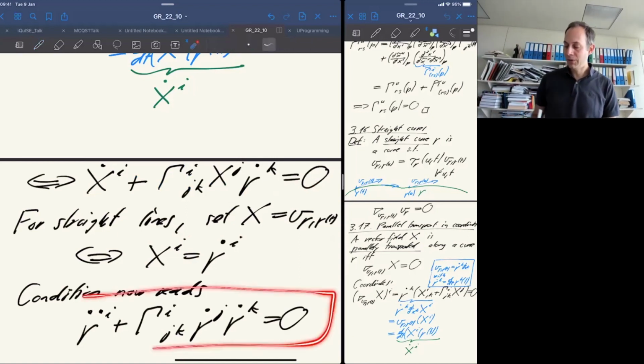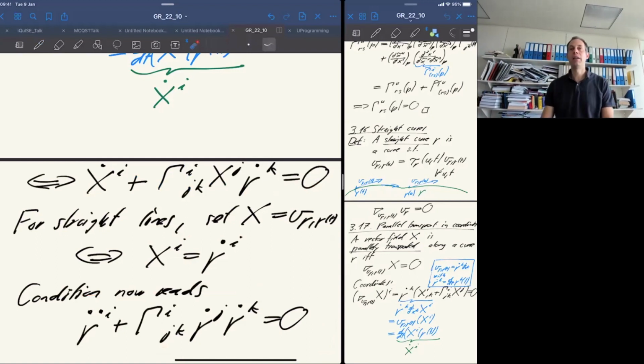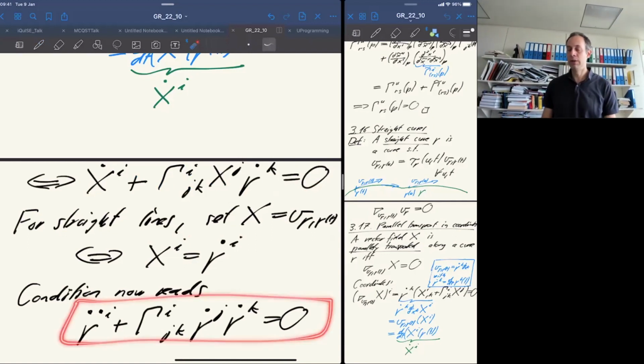That's again a condition you should learn by heart, or at least put on your piece of paper, of things you should once in your life learn by heart. This is the condition for a straight line in an arbitrary coordinate system.